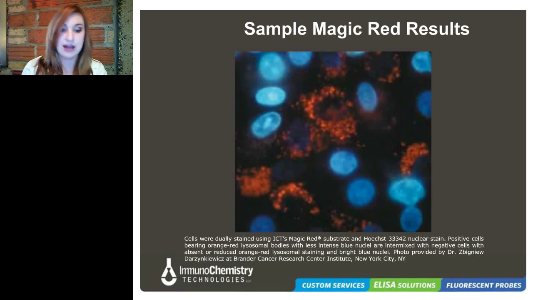And so again, the Magic Red staining here for the cathepsin activity and the Hoechst to stain the DNA in the cells. So you can see the apoptotic cells bearing the orange lysosomal bodies with less intense blue nuclei. The non-apoptotic cells still do have those bright blue nuclei, and they don't have any of that orange lysosomal staining here. So in this particular experiment, it was determined that the treatment that was being applied to these breast cancer cells was indeed killing the cells.